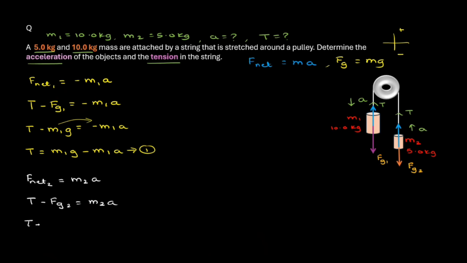Substitute for Fg as m2 into g equals m2a. Move m2g to the other side, you get T equals m2g plus m2a. I will call this equation 2.